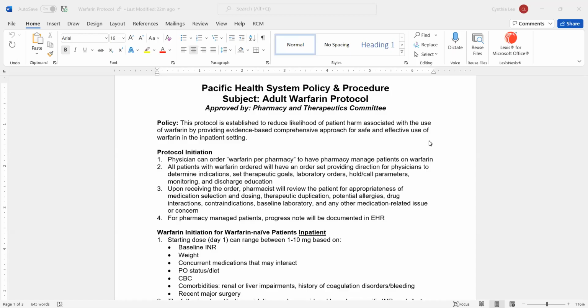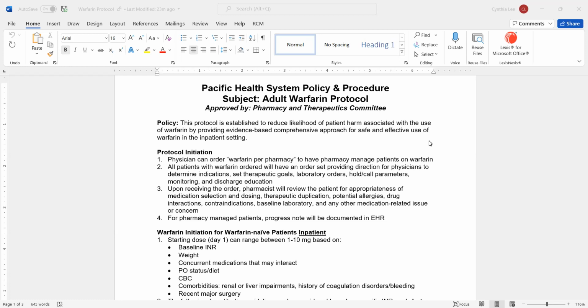Hi everyone, this is an overview for adult Warfarin Protocol. A lot of hospitals and also a lot of ambulatory care clinics, especially those anticoagulation clinics, will have some sort of protocols or at least a guide to help the pharmacist in managing patients on warfarin.